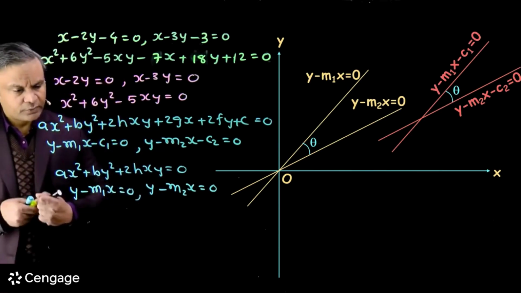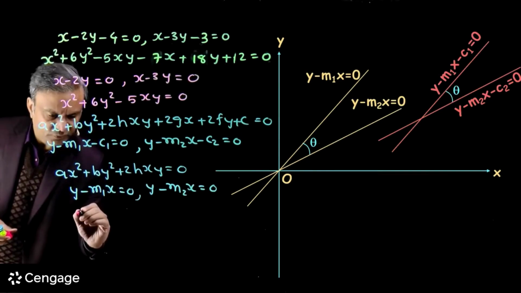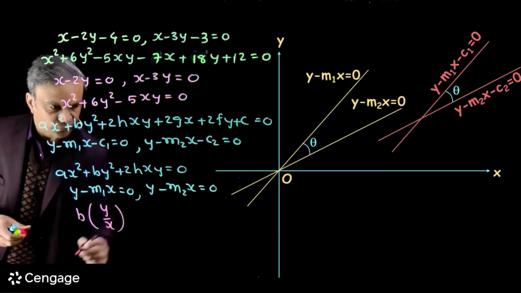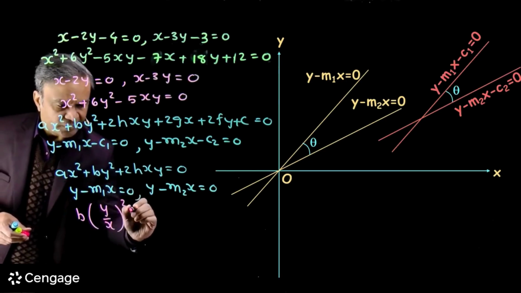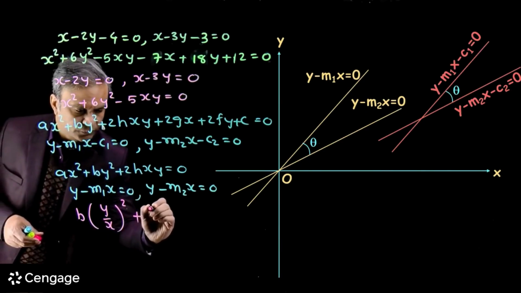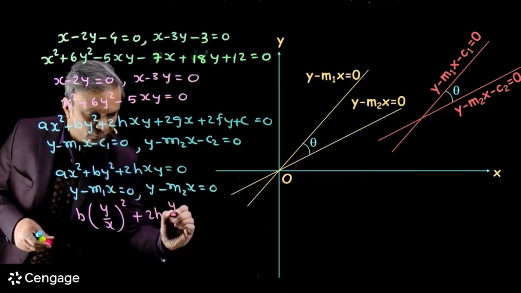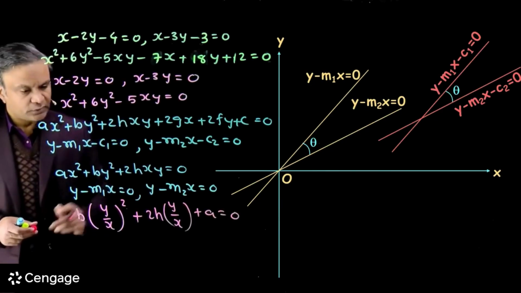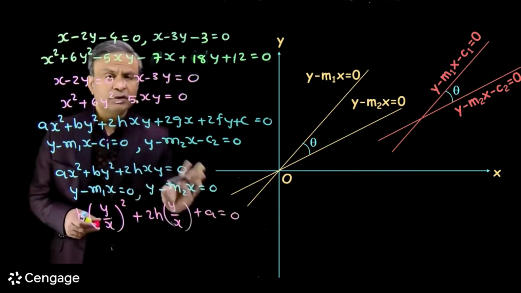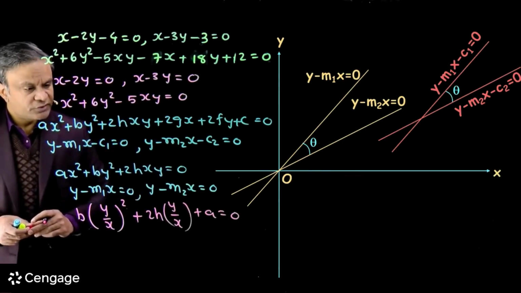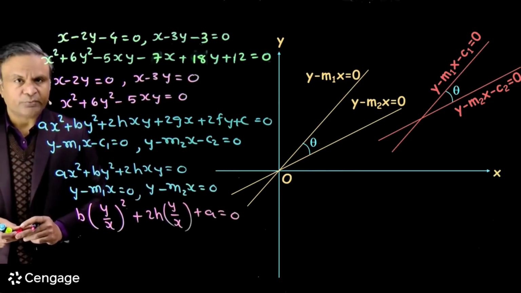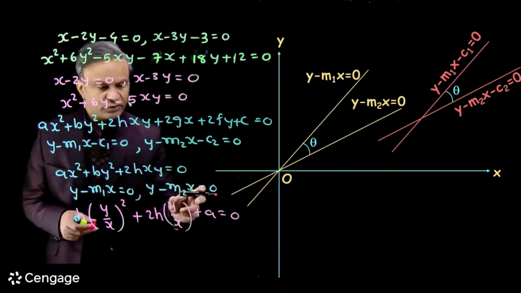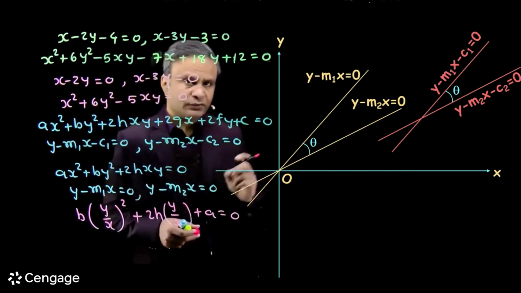Or we can do this way. We divide this equation by x square. We get equation as quadratic in y upon x. We have equation b multiplied by y upon x whole square plus 2h multiplied by y upon x plus a is equal to 0. Now this is quadratic equation in variable y upon x. This equation has two roots m1 and m2. From this equation we have y upon x is equal to m1 and from this equation we have y upon x is equal to m2.